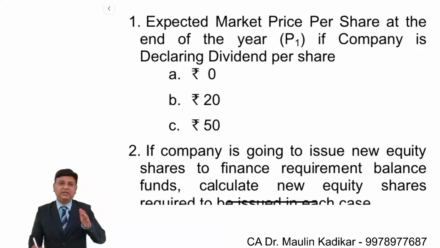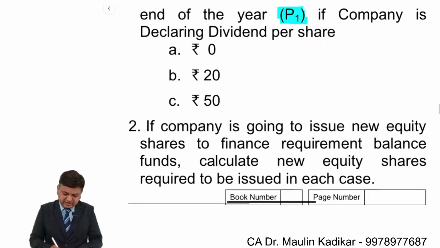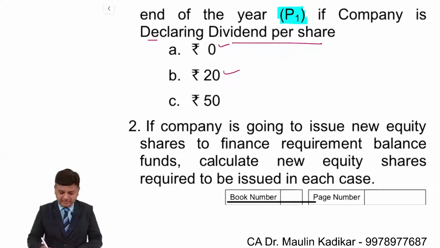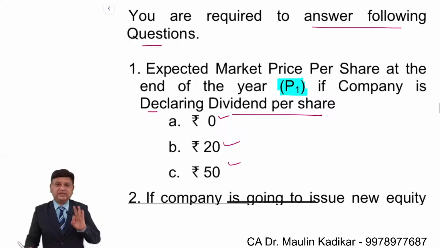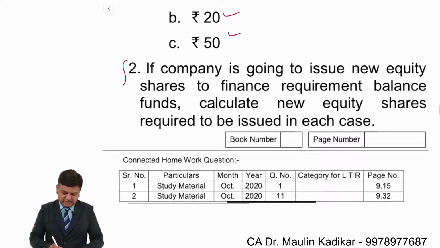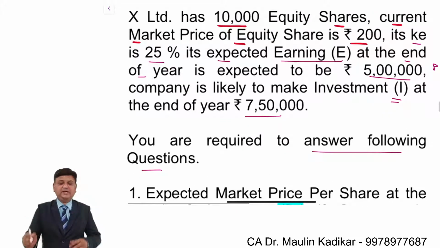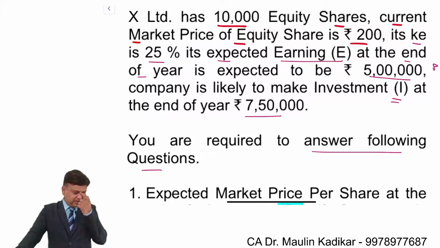First question is the expected market price of the share at the end of the year, that is P1, if the company is declaring dividend of 0, 20 and 50. So for these 3 dividends per share, you are required to compute the P1 price of equity share. Then the second part of the question is there, which we are going to read later on. I want you to tell me the answer of the first part, and in that, I would like you to use the approach formula.